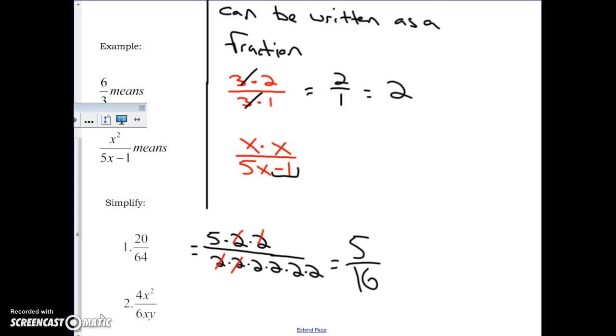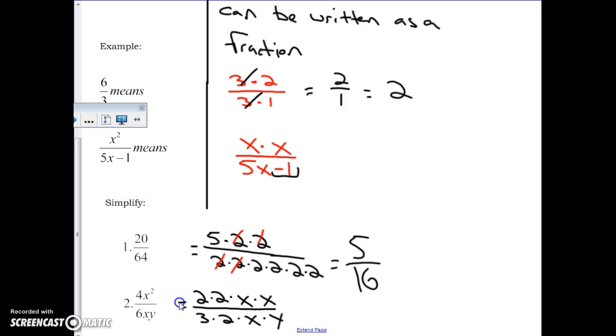So what you want to do with a rational expression like 4x squared divided by 6xy, let's break it down. Let's factor: the 4 becomes 2 times 2. X squared becomes x times x. And 6xy, okay, 6 is 3 times 2. And then you just have times x times y. Okay?